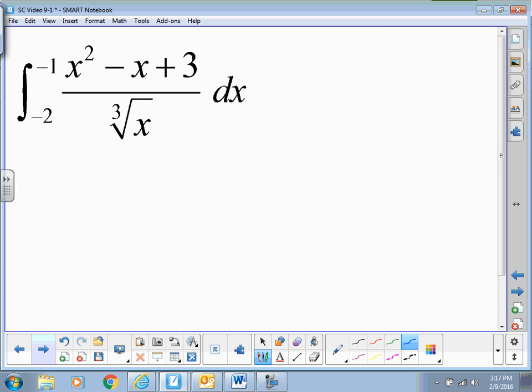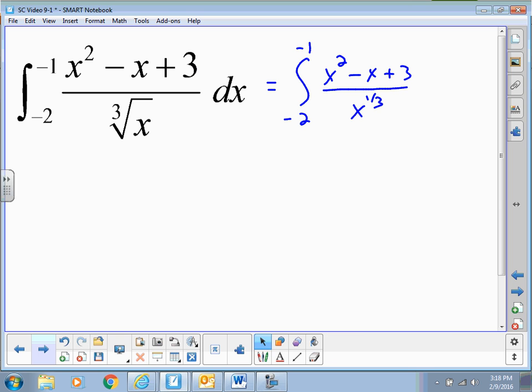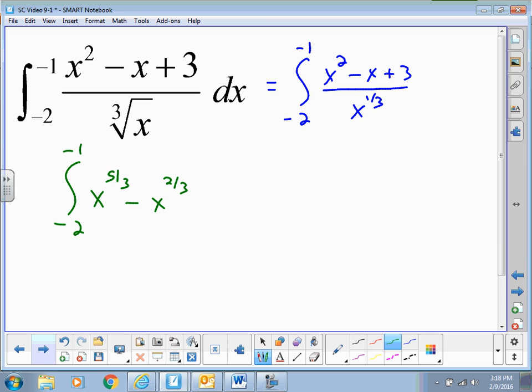So one final example that has a similar kind of simplifying in the beginning. Let's rewrite this as x squared minus x plus 3 over x to the 1/3. So we'll be from negative 2 to negative 1. 2 is really 6/3, so when you subtract 1/3, we'll get x to the 5/3. Minus x is really to the 3/3, so we'll get x to the 2/3. And then we'll have plus 3x to the minus 1/3 dx. Looks like I forgot my dx here.